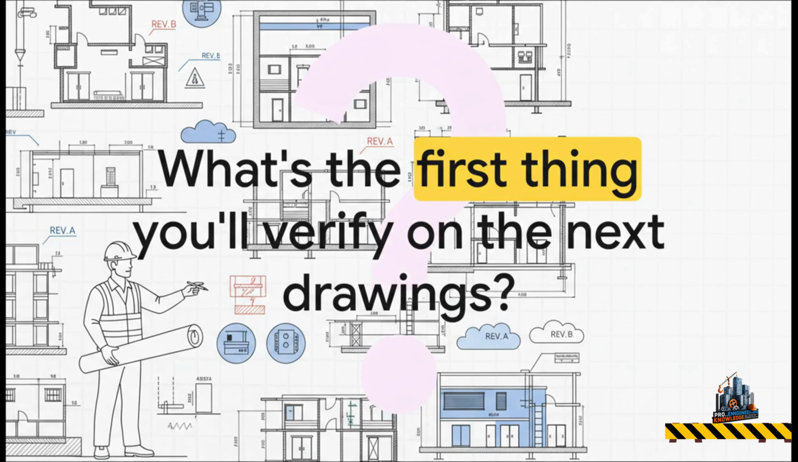So, I'm going to leave you with this one question to think about. After everything we've just covered, from the basic language of symbols to making sure you have the latest revision, what is the very first thing you will verify the next time a set of drawings lands on your desk? Give it some thought, because that one simple action could be the difference between a successful project and a very, very costly mistake.